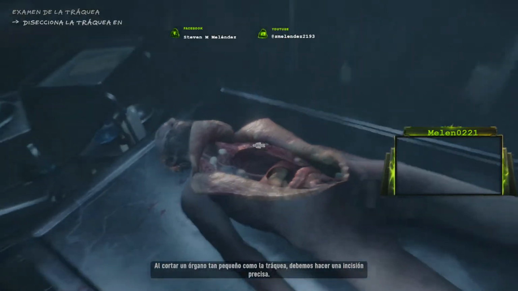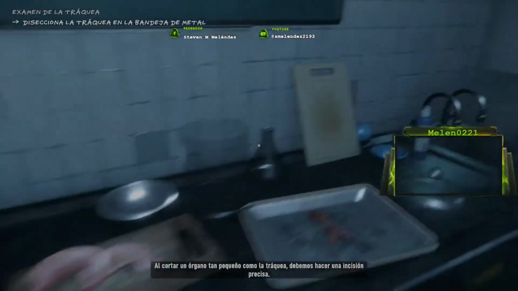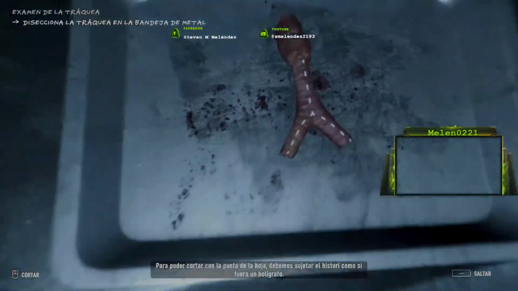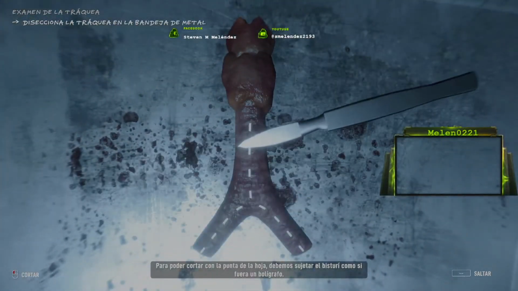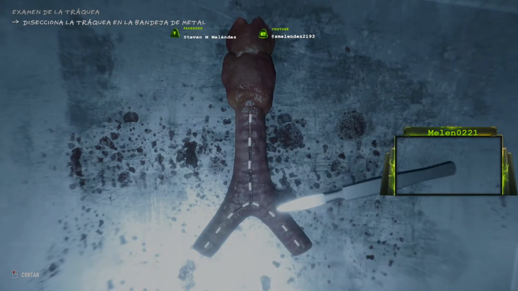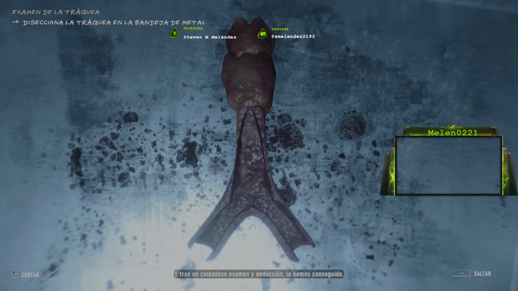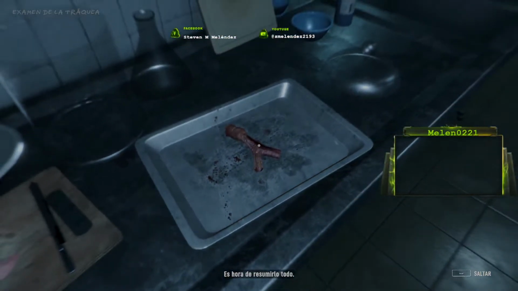While cutting such a small organ as the trachea, we must make a precise incision. To be able to cut with the very tip of the blade, we must hold the scalpel as we would a pen. And after careful examination and deduction, we've got it, a clogged trachea. It's time to summarize the whole thing.